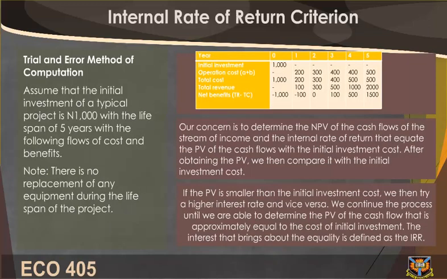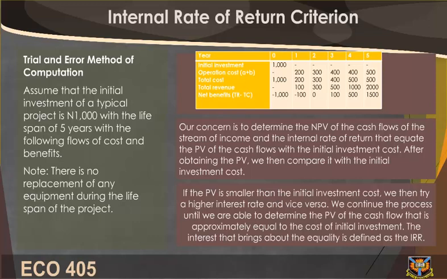Trial and error method of computation. Assuming that the initial investment of a typical project is 1,000 naira, with a lifespan of 5 years, with the following flows of cost and benefits. Note, there is no replacement of any equipment during the lifespan of the project. Our concern is to determine the NPV of the cash flows of the stream of income and the internal rate of return that equates the PV of the cash flows with the initial investment cost.